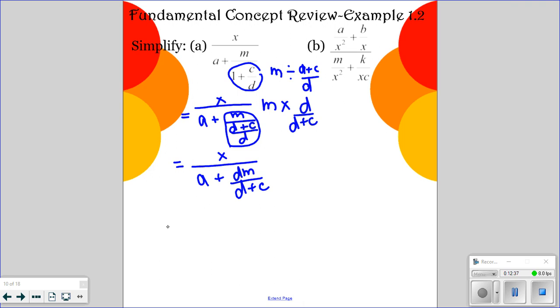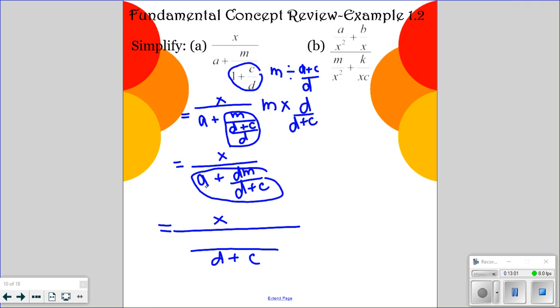For this one, we again need to make it so that these two are 1 fraction. So we're going to have x on top. The denominator is going to be d plus c. We are basically repeating exactly what we did up here for the 1 plus c over d. So a times d is ad. A times the c is ac. And then the a had a 1 for its denominator, so times dm is just dm.